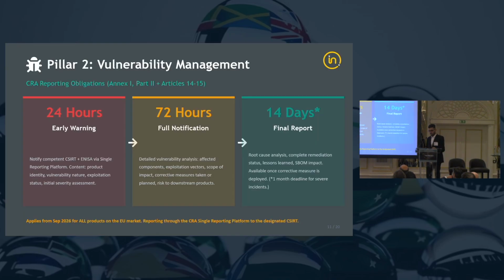This is also vulnerability management. I think we know a lot of this, so in the interest of time, I would just like to skip over it. But yes, 24 hours for early warning, 72 hours for full notification, and within 14 days we have to provide a full root cause analysis, your remediation status, and lessons learned. For severe incidents, I mean those without a specific identifiable vulnerability, this deadline may extend to 1 month instead of 14 days for the final report.